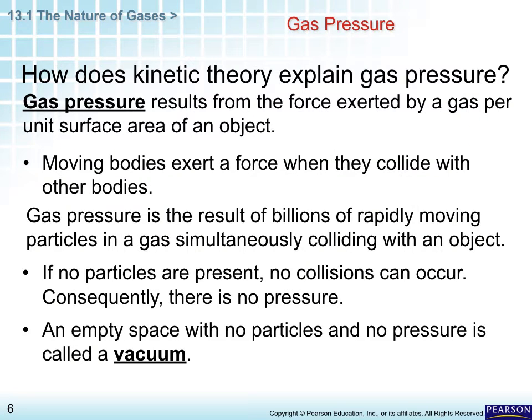How does the kinetic theory explain gas pressure? Gas pressure results from the force exerted by a gas per unit surface area of an object. Moving bodies exert a force when they collide with other bodies. Gas pressure is the result of billions of rapidly moving particles in a gas simultaneously colliding with an object. If no particles are present, no collisions can occur. Consequently, there's no pressure. An empty space with no particles and no pressure is called a vacuum.